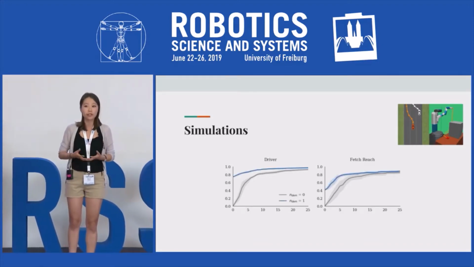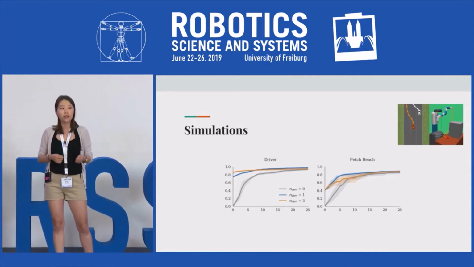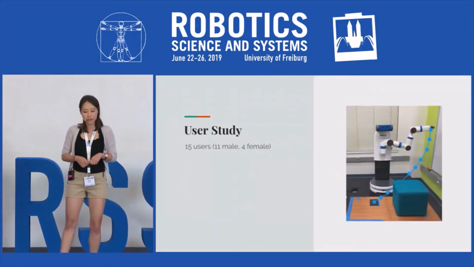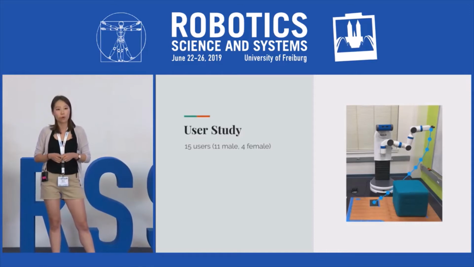To validate our hypothesis, we ran simulations on the driving and manipulation domain. And as we expected, warm starting preference-based learning with demonstrations significantly reduced the number of queries needed to learn the true reward function. To see if this worked in practice, we ran a user study where users trained the robot using both IRL and our method DemPref. The robot then optimized over reward functions it learned, and this is what we found.